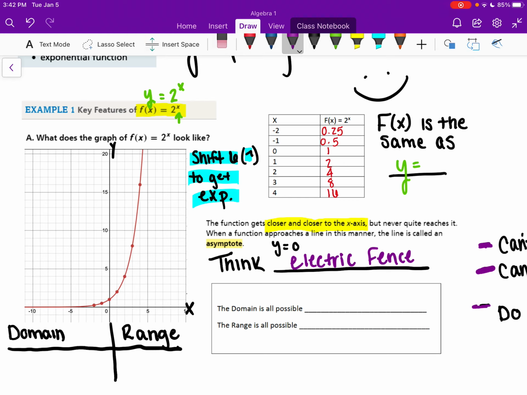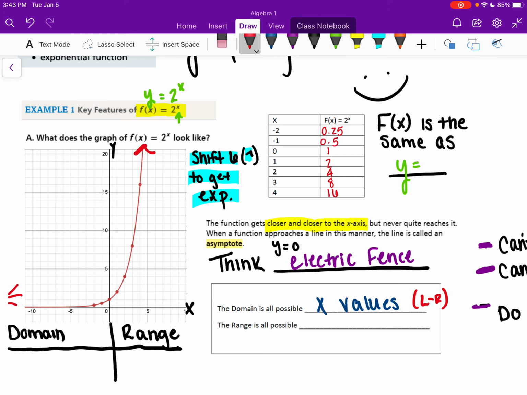Some other key features of the graph are going to be its domain and its range. So we need to learn what those things are. Domain is how we talk about the possible x values. And our x values are our x-axis, so that's the left to right motion. So how far can we go left? How far can we go to the right?